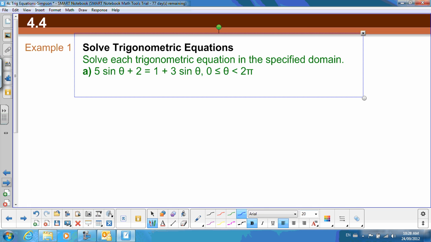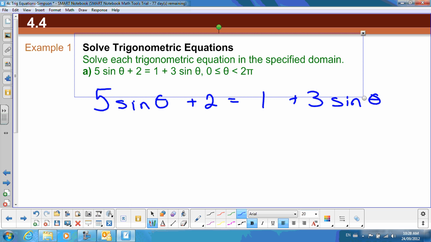Solve each trigonometric ratio in the specified domain. So A is 5 sine theta plus 2 equals 1 plus 3 sine theta. So let's just rewrite that. I have 5 sine theta plus 2 equals 1 plus 3 sine theta. So my variable is sine theta.